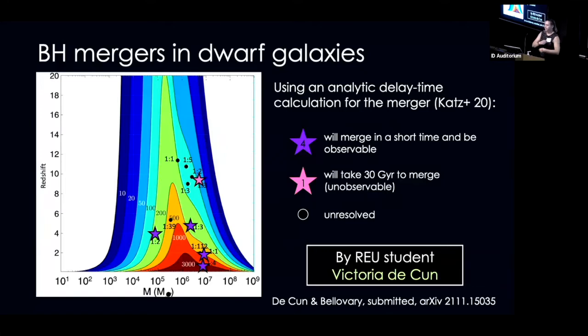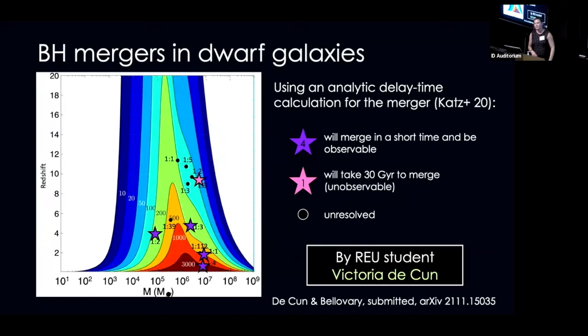So should we worry? Because if the simulation is then treating it as one big merged black hole, but actually it's going to take 30 gigayears to merge, if there's a ton of these, should we be worrying that we're getting this wrong? Well, it's not a ton of them. 80% of them, 4 versus 1, apparently merge in a reasonable amount of time.